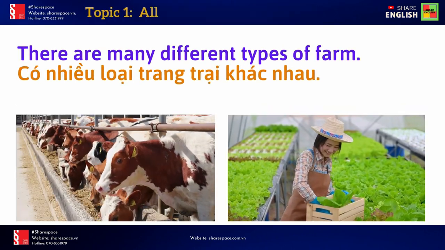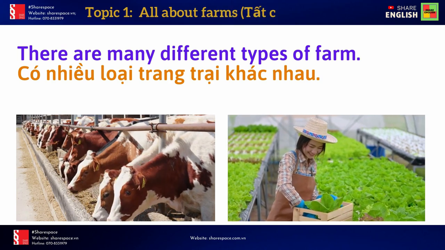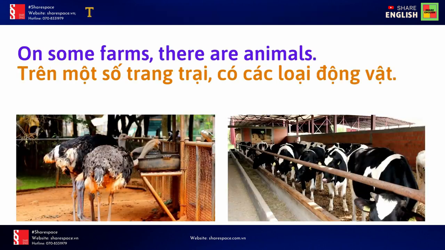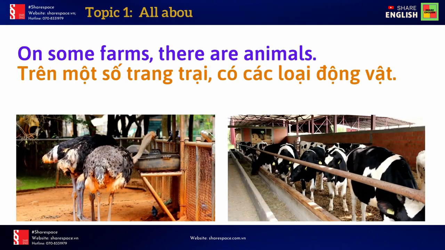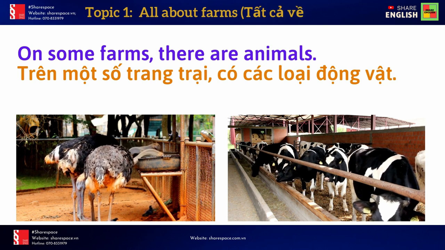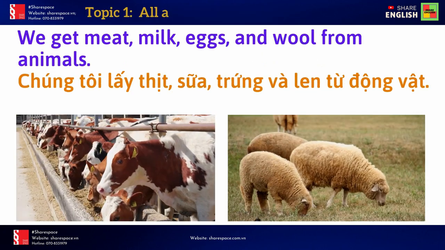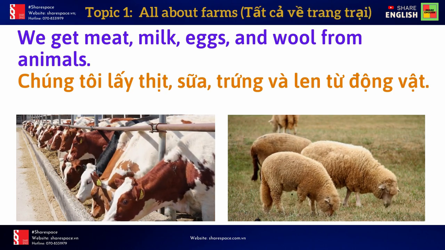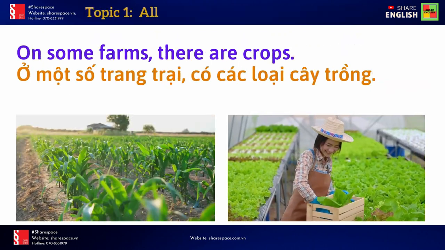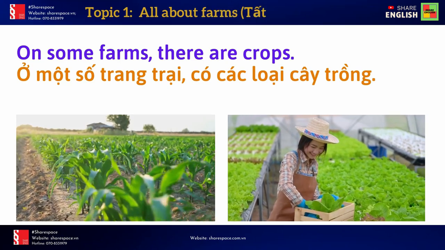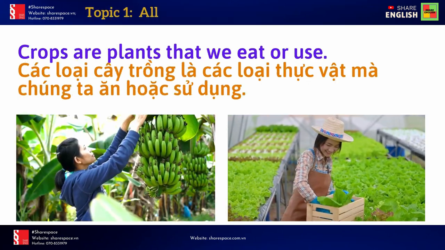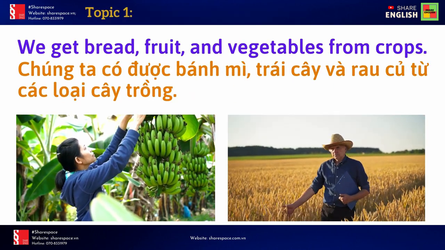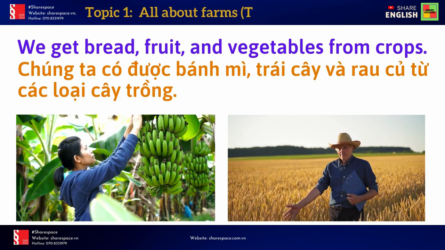All about farms. There are many different types of farm. On some farms, there are animals. We get meat, milk, eggs, and wool from animals. On some farms, there are crops. Crops are plants that we eat or use. We get bread, fruit, and vegetables from crops.